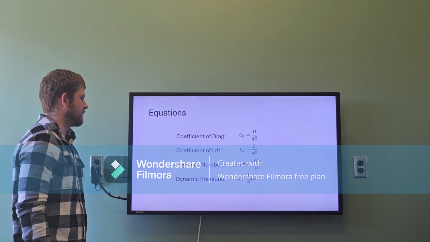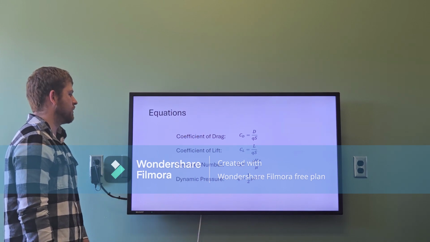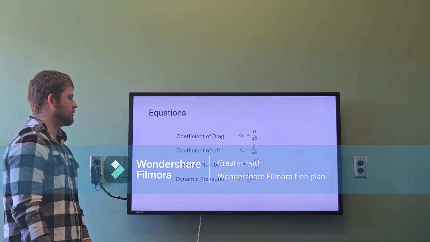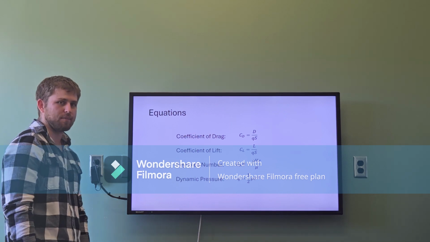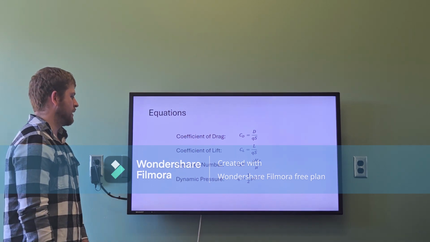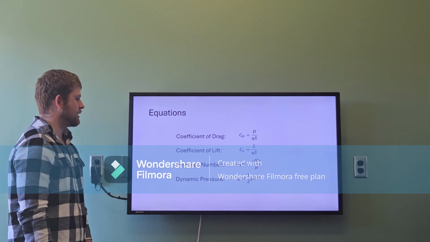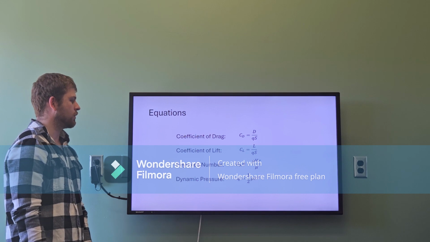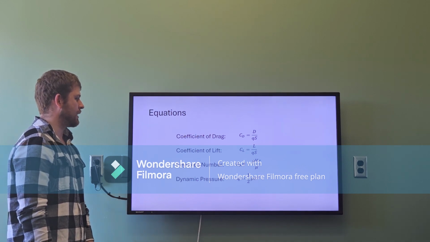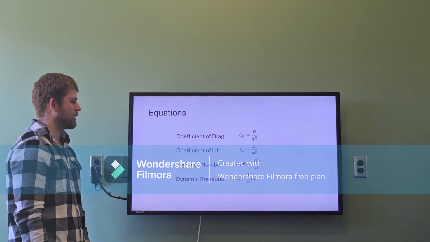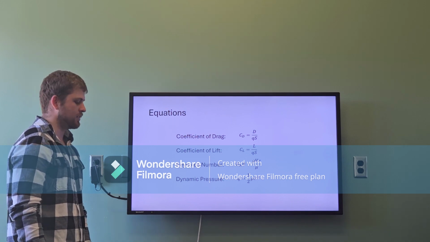Here we have the coefficient of drag, which is the drag force divided by the dynamic pressure times the wing area. Our coefficient of lift is going to be the lift divided by the dynamic pressure times the wing area. And our Reynolds number was valued at the density times the velocity times the chord divided by the dynamic viscosity. And our dynamic pressure is given as 1/2 times the density times the velocity squared.